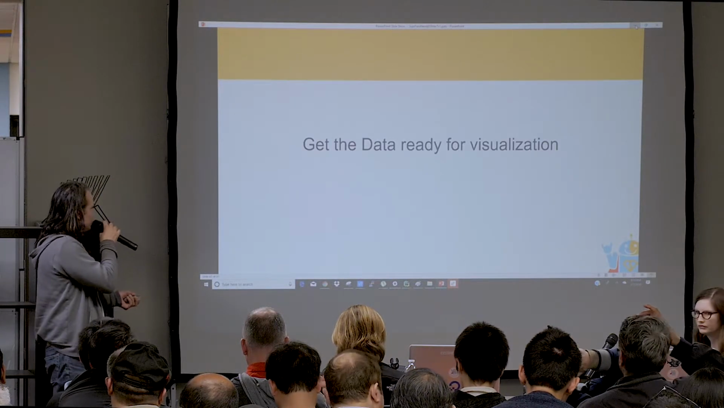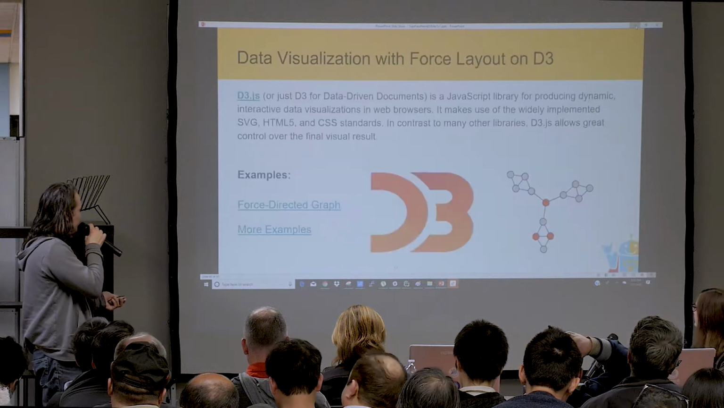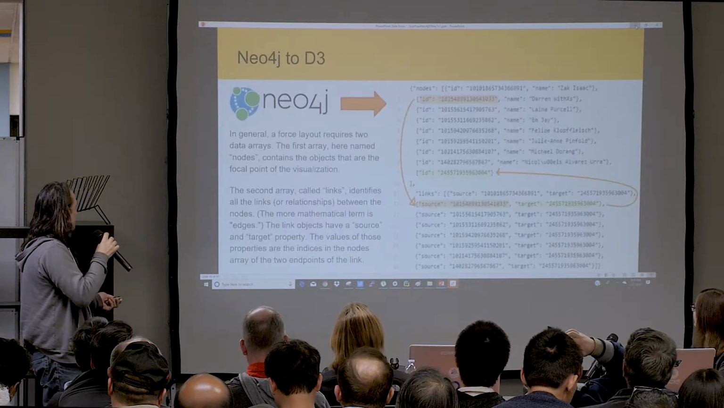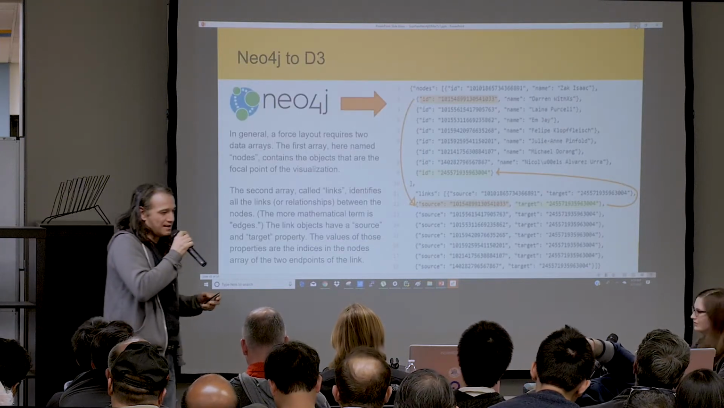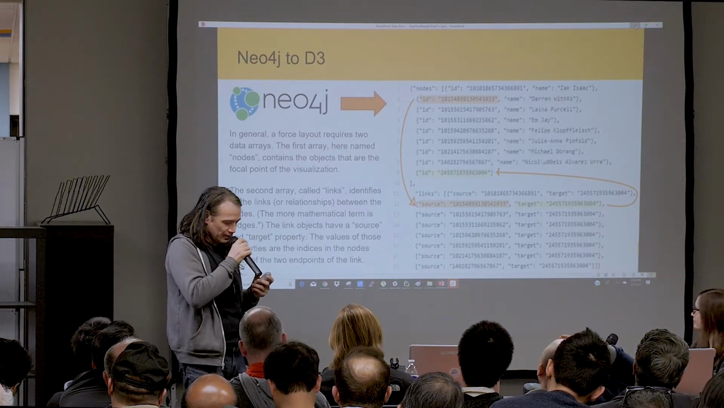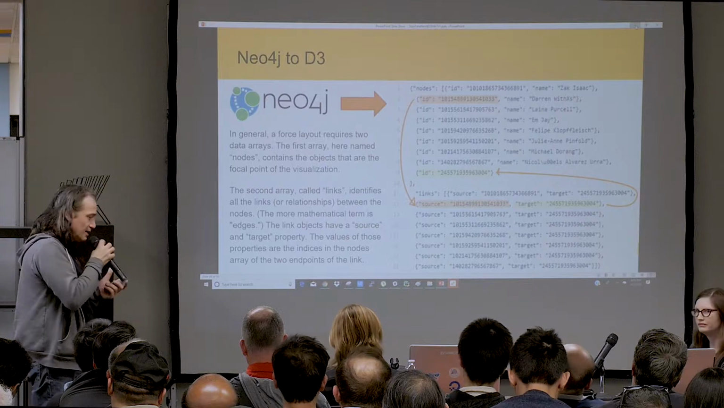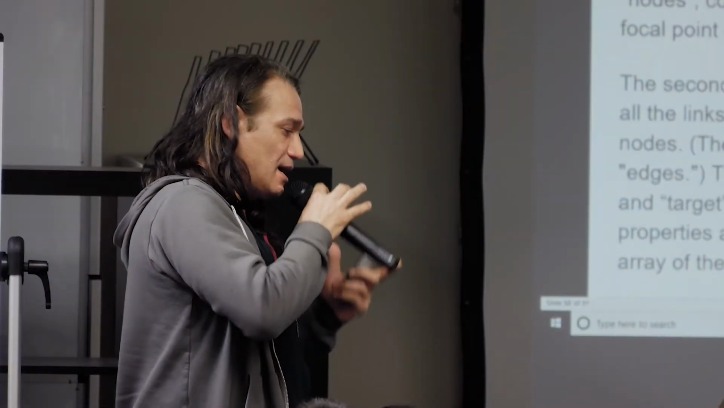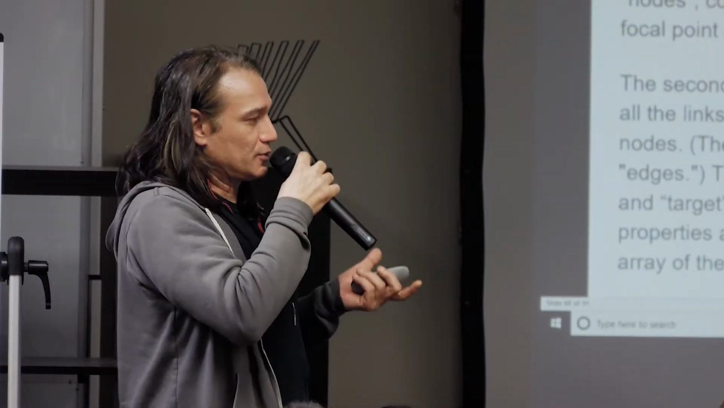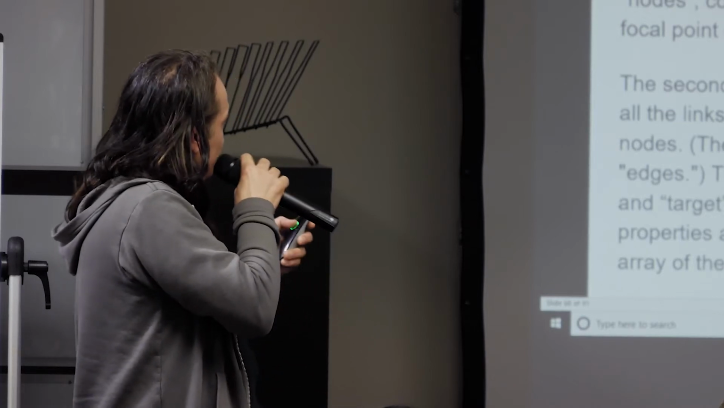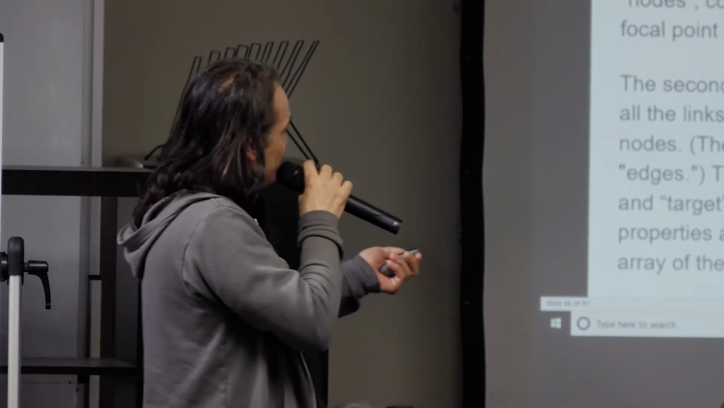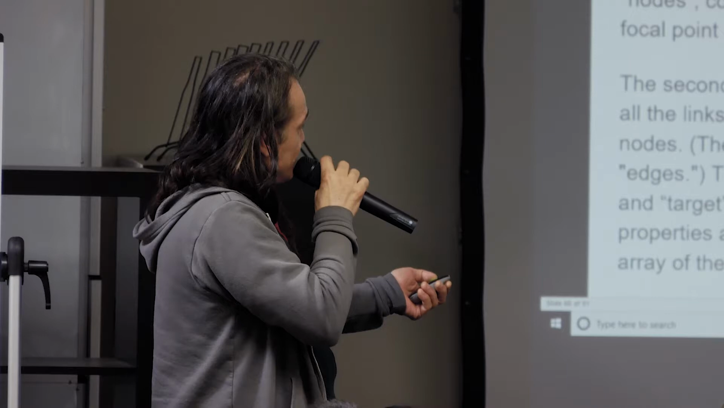All right, so let's get ready for visualization. The first thing we need to do to prepare this data, now that it's in Neo4j, for visualization, is transform it and make it compatible so that it works with D3. And there are a few things that happen here. So the way it works is this.